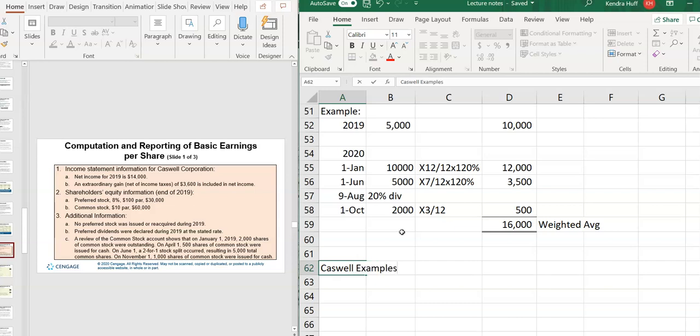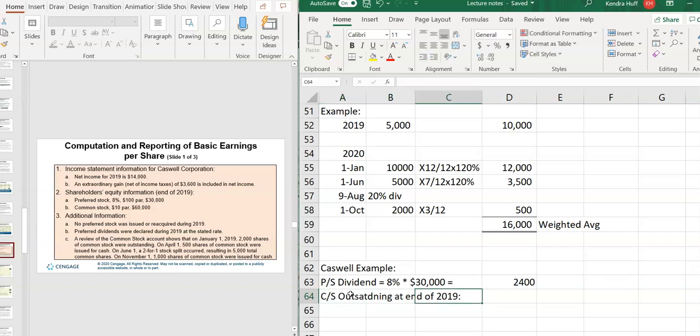So, Caswell example. All right, our preferred stock dividend is going to be 8% times the total par value of $30,000. We'll look to see in a minute if it's cumulative or non-cumulative or whatever. Okay, so that's how much their dividend would be. Common stock outstanding at end of 2019: it's going to be the 60,000 total par divided by the par value per share of 10. So there are currently 6,000 shares. And this was a dividend, so this was dollars.